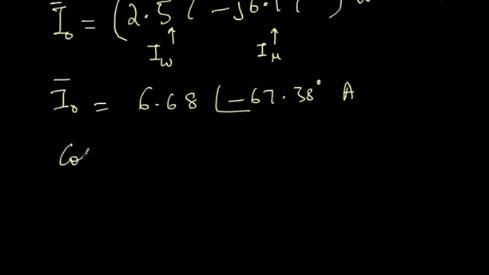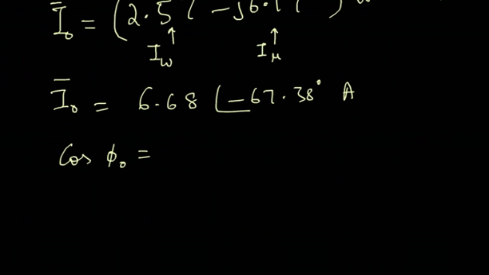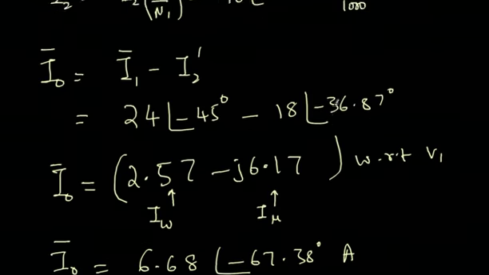So that is cos of phi naught. So that is nothing but cos of this minus 67.38. So this I want to convert into radians. So I have to multiply by pi and divide by 180. So I'm getting 0.384 is the power factor. It will be lagging, of course, because of the minus sign. This is the no load power factor of the transformer.